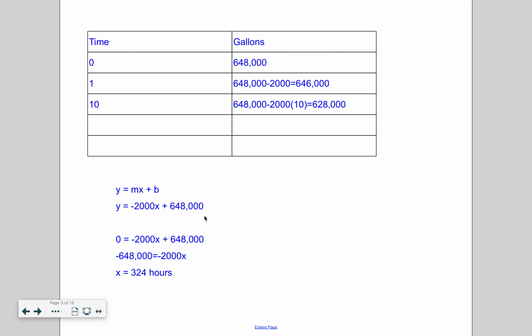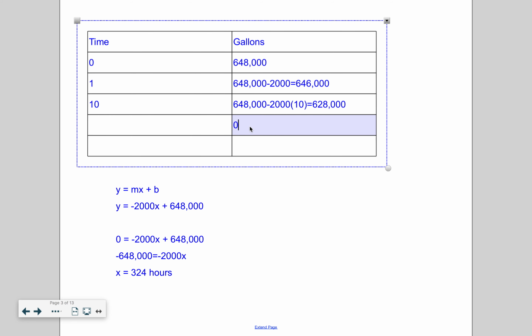So I plugged in my slope and my y-intercept. Well, when is the pool going to be empty? Well, the pool's going to be empty when the number of gallons is 0. When will that be 0?